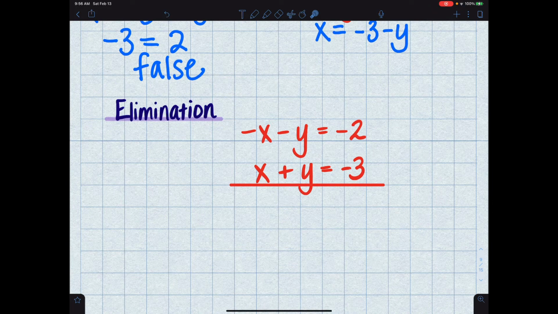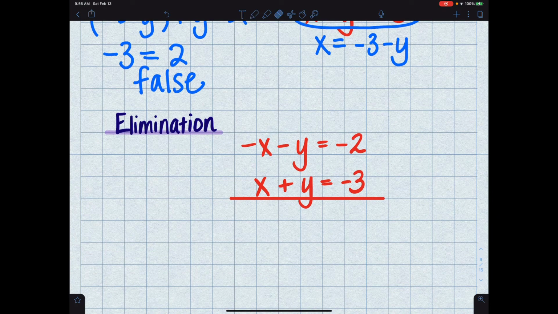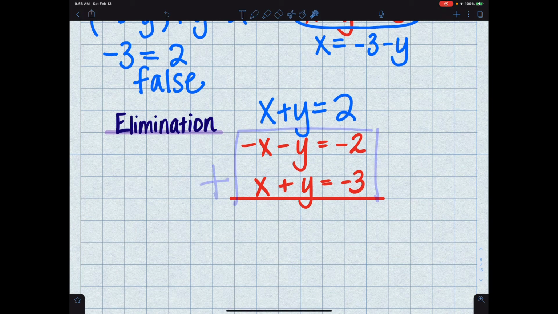Elimination. Okay, so here are my two equations. Was this the original? No, the original was x plus y equals 2, and then the other original was this one. But they multiplied everything by a -1. That way the y's are going to be eliminated. And so when you eliminate the y's, you add these two together. Do you get it so far?